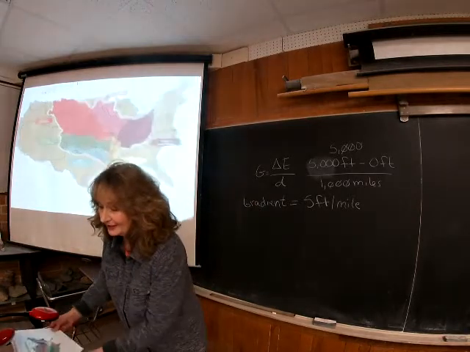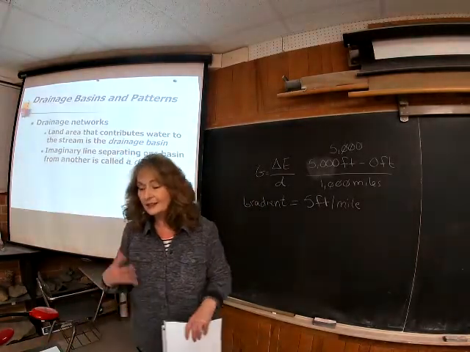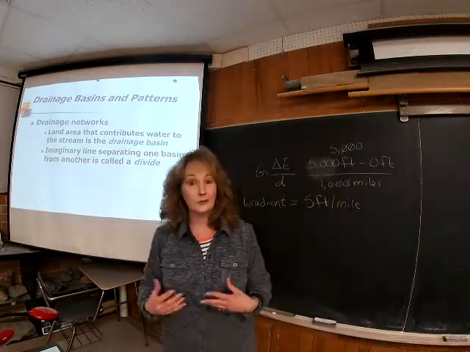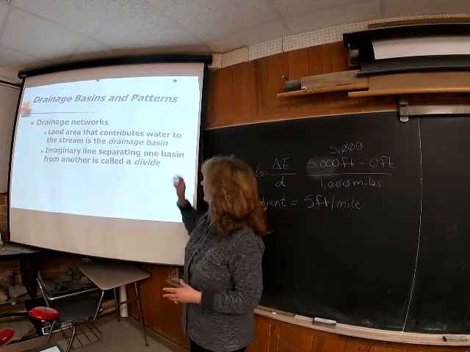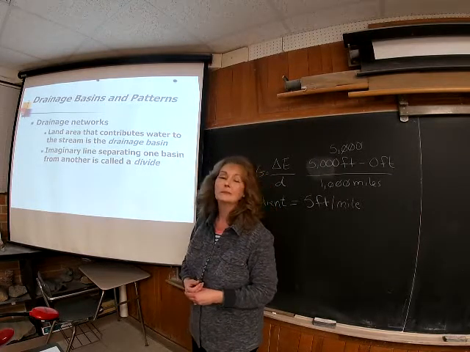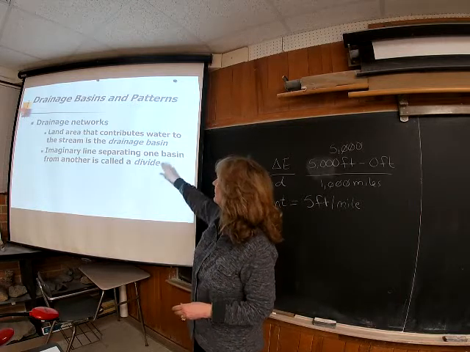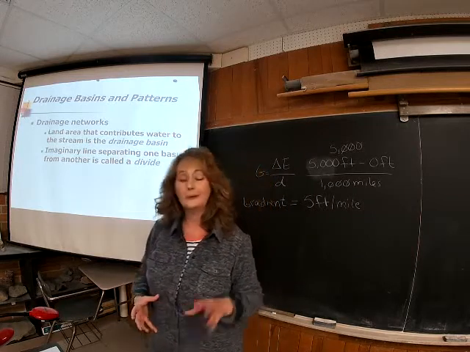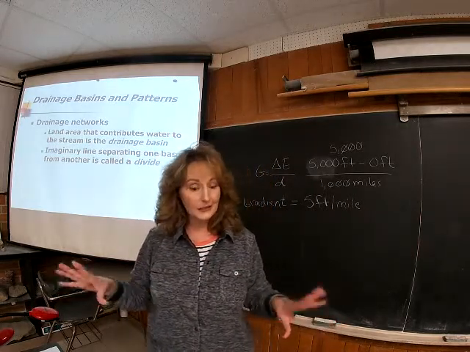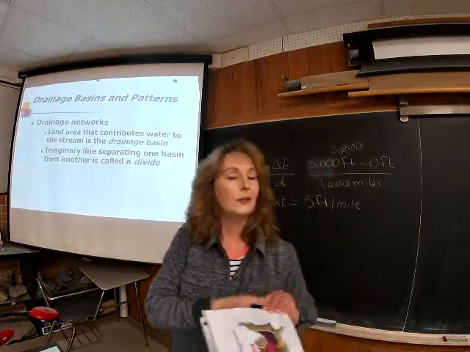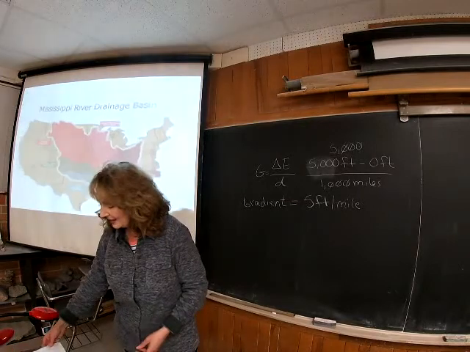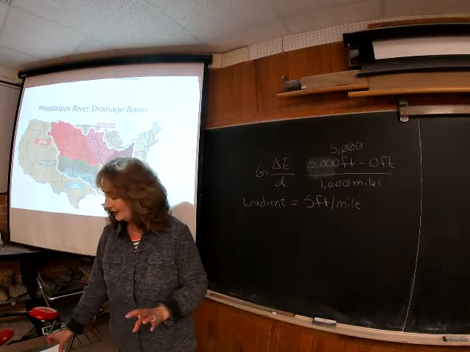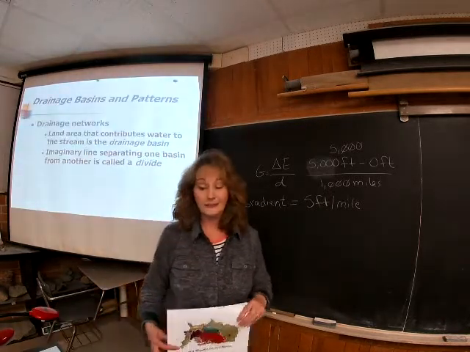That is very large there. Okay, so that's the land area that contributes to the stream, all of that water going into the stream. In this case, the Mississippi River is the ultimate one. That's called a drainage basin. An imaginary line separating one basin from another basin. As we were seeing, we had several different basins in there, all ultimately going to the Mississippi. But yeah, you'll have what you call divides. So it separates one basin from another, and it's known as a divide.